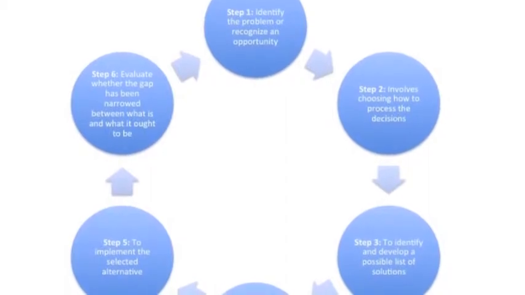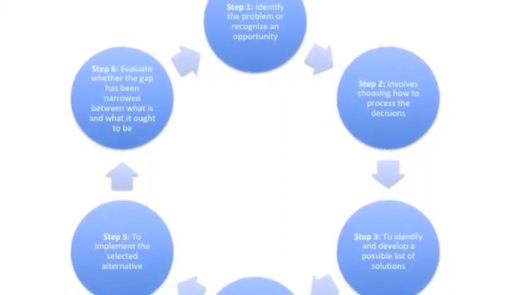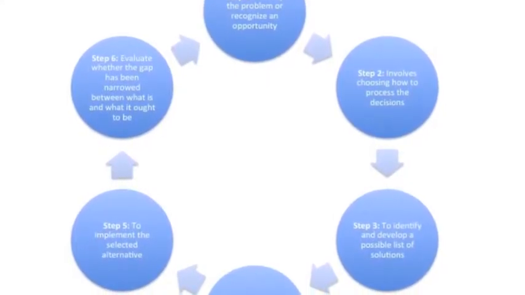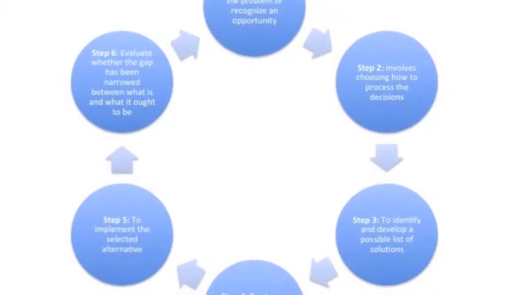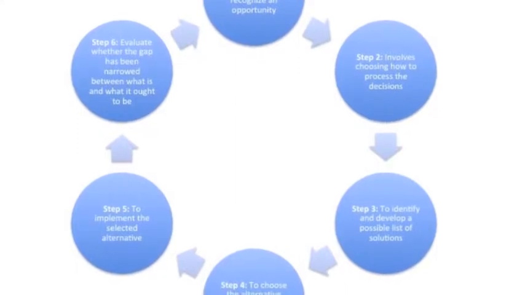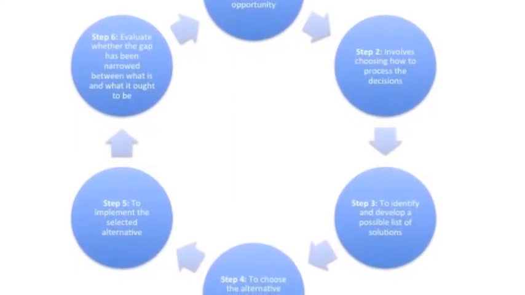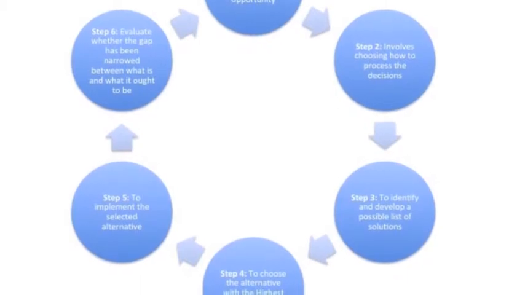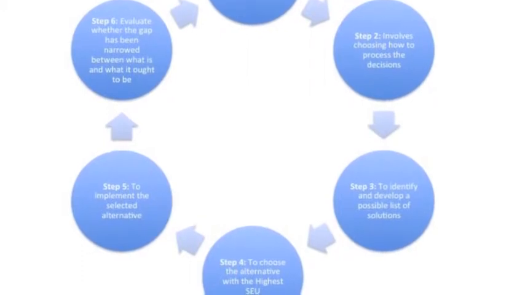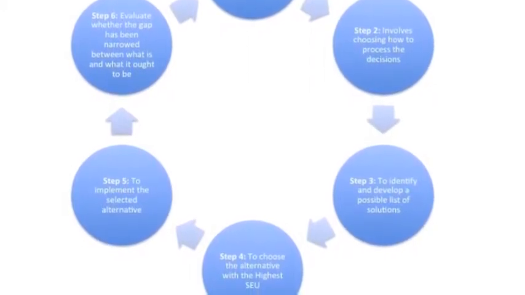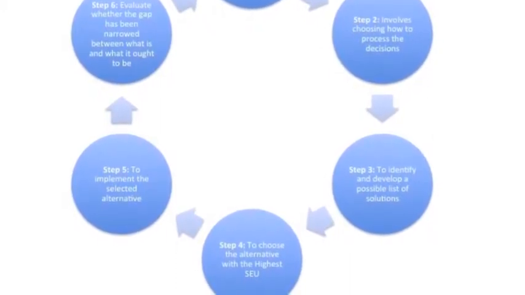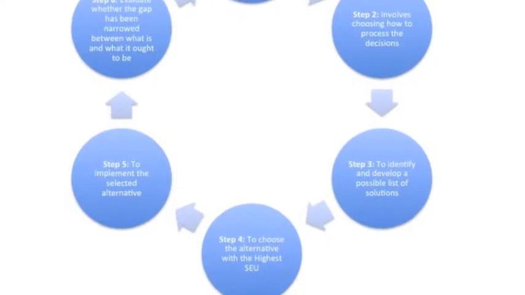So the first step in the process is to identify the problem or recognize the opportunity. The second step involves choosing how to process the decision. The third step is to identify and develop a possible list of solutions. The fourth step is to choose the alternative with the highest subjective expected utility. And step 5 requires you to implement the selected alternative. And step 6 requires that you evaluate whether the gap has been narrowed between what is and what it ought to be.